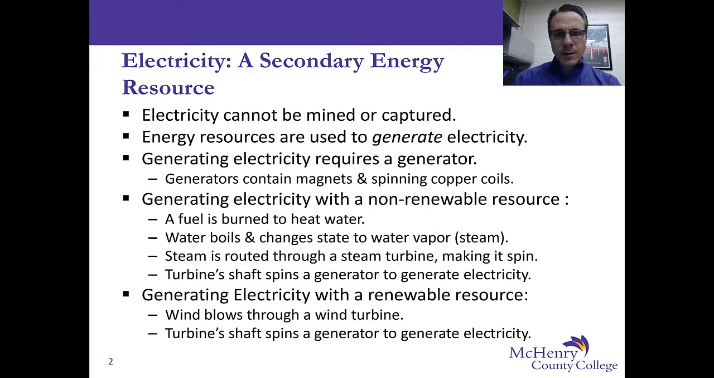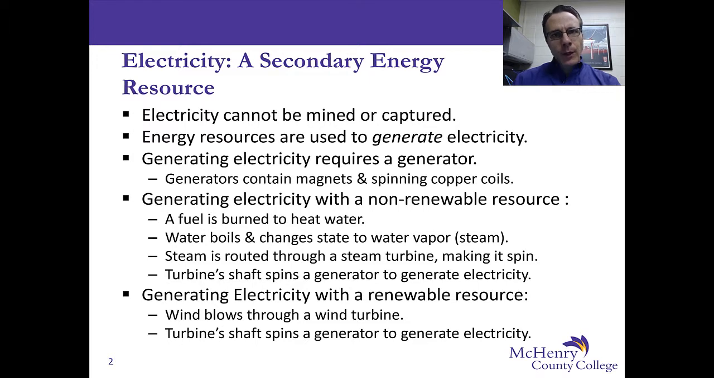These turbines spin very fast, sometimes Mach 1 or 2 or even 3 times the speed of sound, in order to generate electricity via a spinning shaft. All these steam turbines have a shaft in them, and that shaft is connected to what actually does the electricity generation, and that's the generator. So the turbine shaft spins a generator, and then the generator actually generates electricity. That would be an example of a non-renewable resource, such as coal, being used to generate electricity.